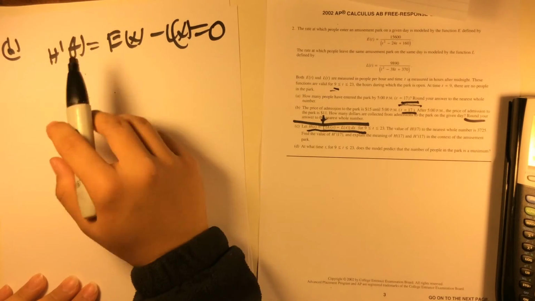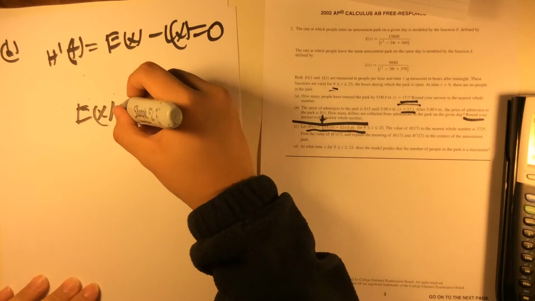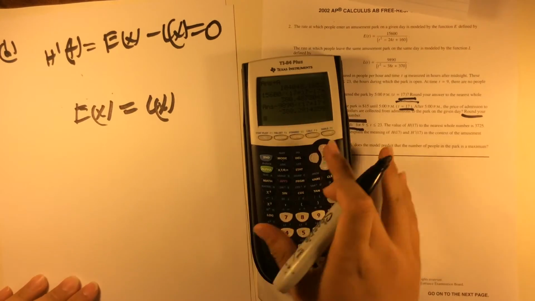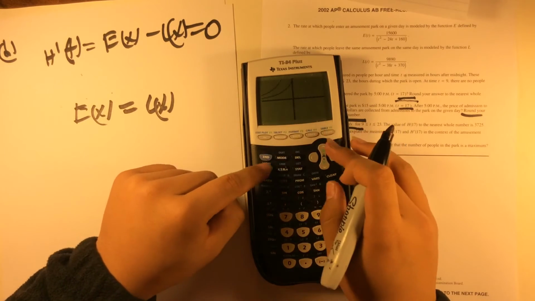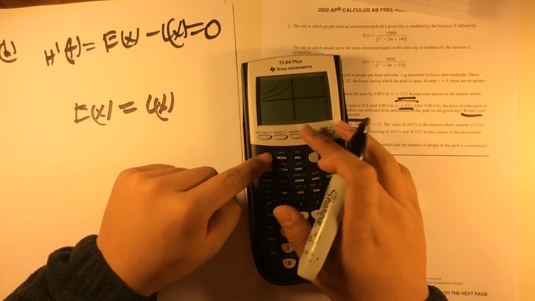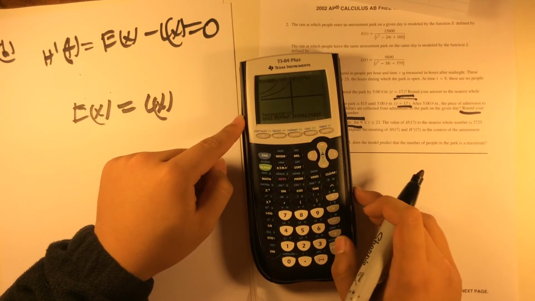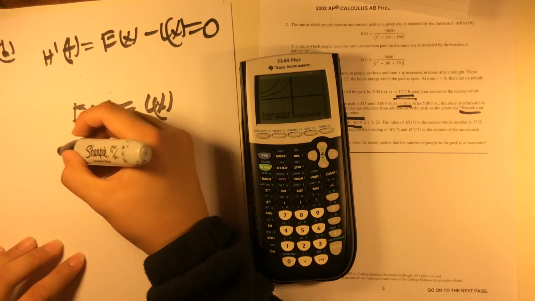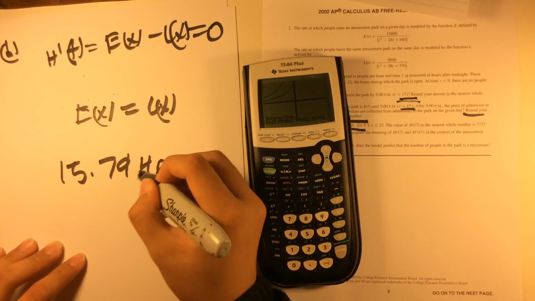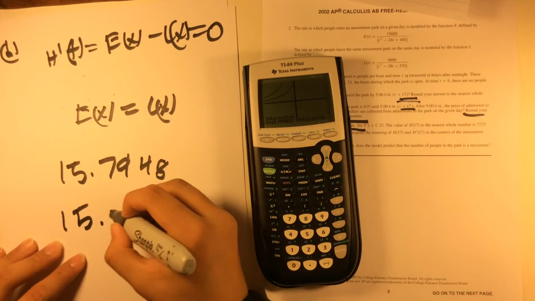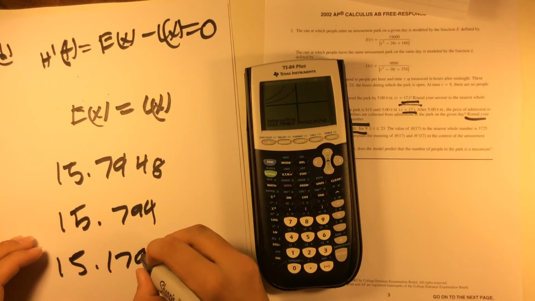This is very important. You do E of x equals L of x. Since it's calculator active, you can graph it, which I already have punched in here. You graph it, and then you go second calc and intersect. First curve, second curve, guess, and the answer is 15.7948, which if you truncate like me, you do 15.794. If you round, it's 15.795.